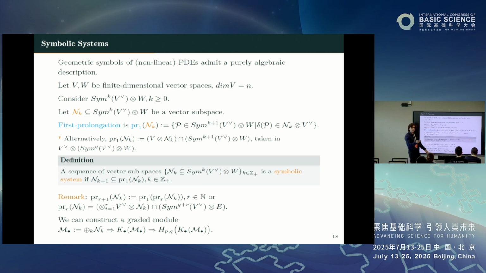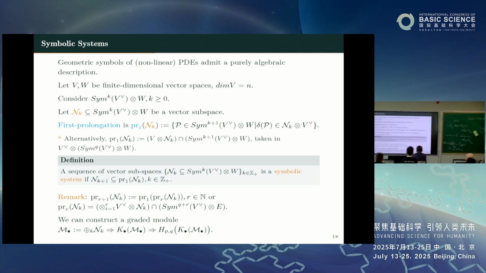Now that's a module. Then you can construct the Koszul complex of that graded module. This is bigraded, and you can construct H^{p,q} of that complex. Then you can define the notion of regularity for that. The infimum for which H^{p,q} of that bigraded complex vanishes is the regularity of such modules. So you can actually do it for just a vector space. If you pay attention to the notion of symbol in here, it's a subvector space of Sym^k of something times W. This is the analog of here. So there is some Sym^k of something times W.